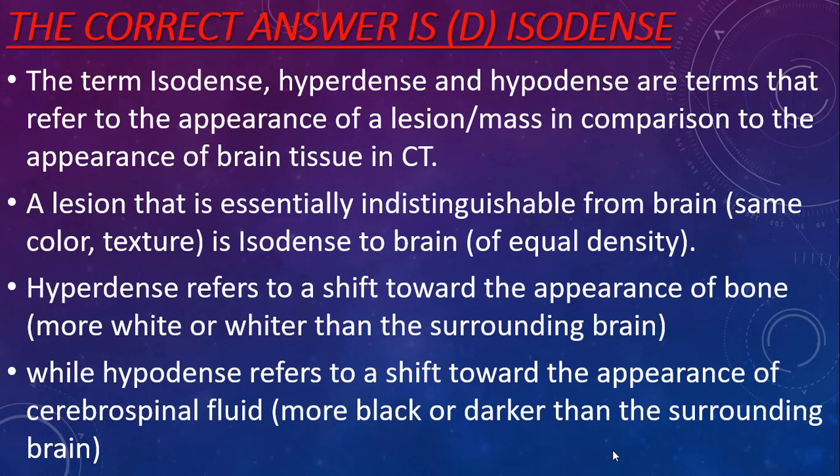The correct answer is D. Isodense. The terms isodense, hyperdense, and hypodense refer to the appearance of a lesion or mass in comparison to the appearance of brain tissue on CT. A lesion that is essentially indistinguishable from brain, same color, texture, is isodense to brain, i.e. of equal density. Hyperdense refers to a shift towards the appearance of bone, whiter than surrounding brain, while hypodense refers to a shift towards the appearance of the cerebrospinal fluid, darker than surrounding brain.